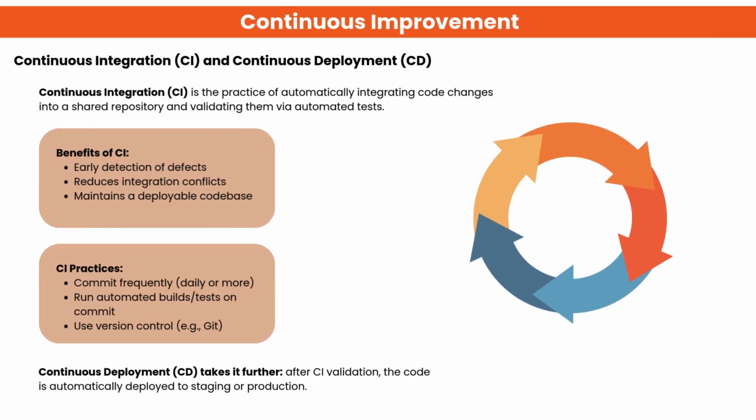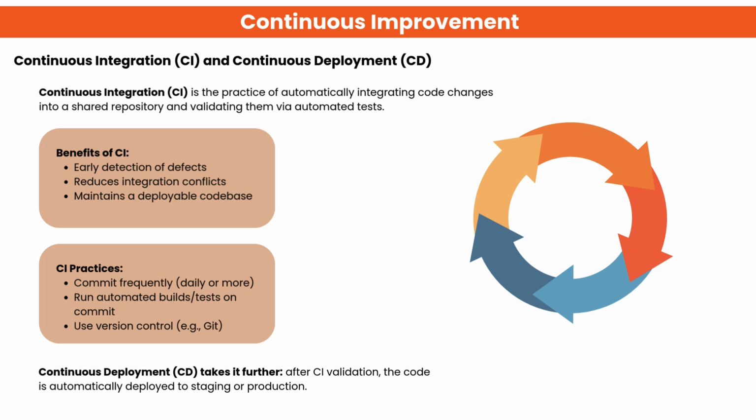Continuous integration means frequently merging code and running automated tests. Helps detect defects early, reduce integration conflicts, and keep software deployable. Key CI practices: commit often, run automated builds, tests, and use version control.